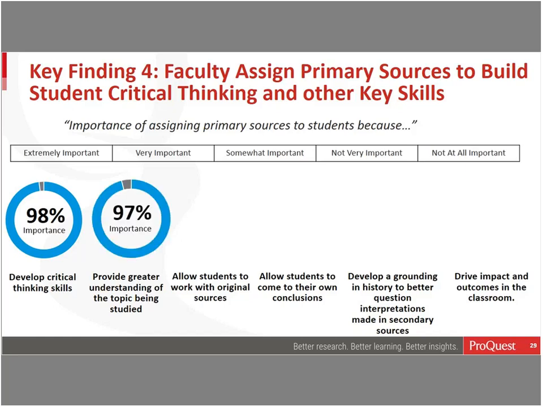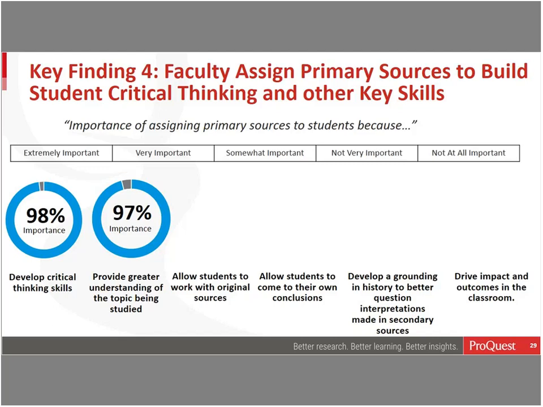The next highest response was providing greater understanding of the topic being studied. Many times, undergraduate history majors, as you probably well know, are required to conduct original research using primary sources, and then write a major senior essay. As part of this process, students will need to use a variety of resources during this typically semester-long project, many of which will be primary sources.